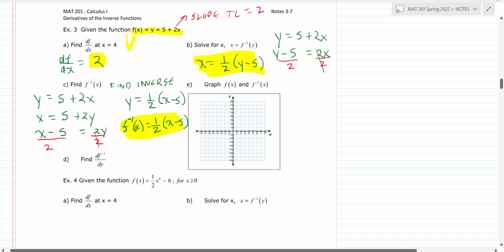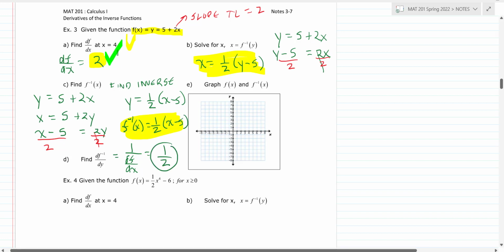And what I'm going to do is show you a couple of ways to do this problem, because ultimately what we're trying to do is find the derivative of the inverse. There are 2 ways to do this. One way is that this will just be the reciprocal of df over dx. It's just the reciprocal of the derivative of the function. On a linear function, that's going to give 1/2. So that would be the answer.